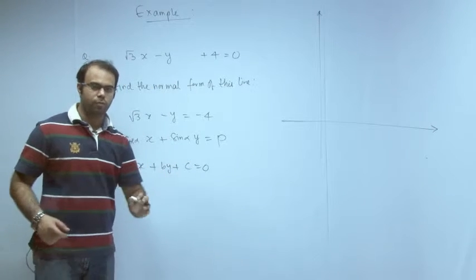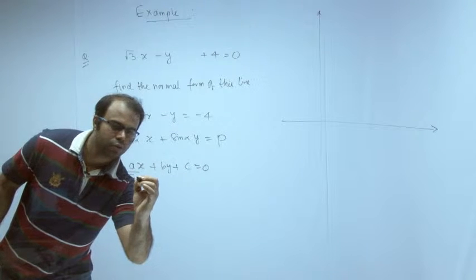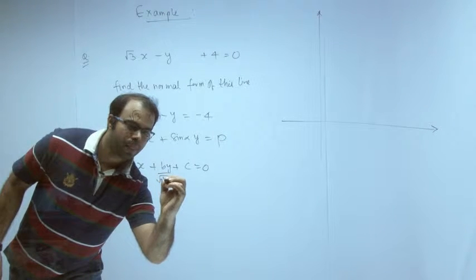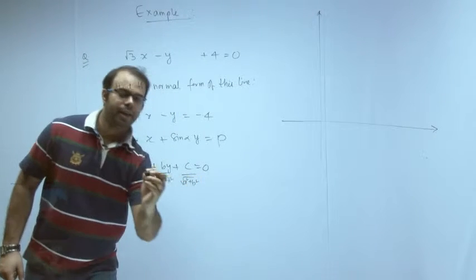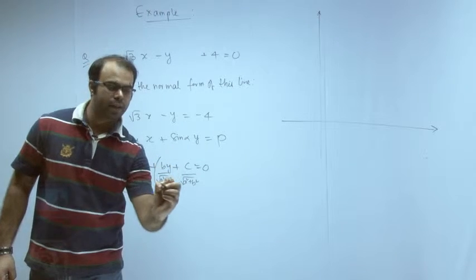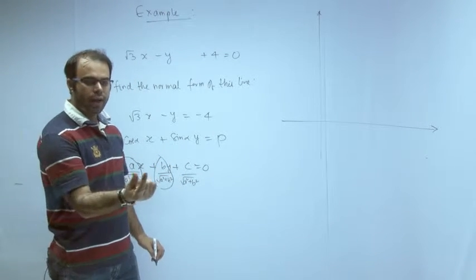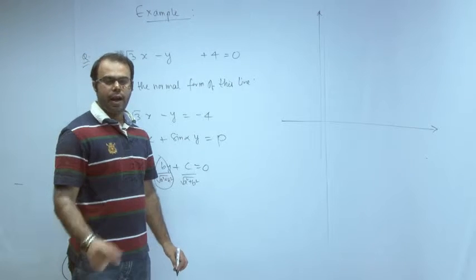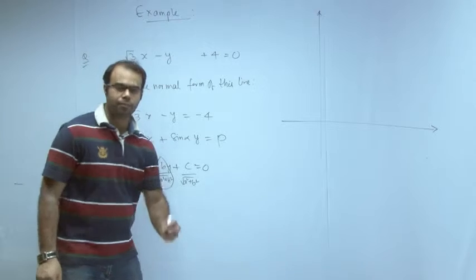So always, if it is ax plus by plus c equal to 0, and you have to change it into the normal form, you have to divide by root over a square plus b square throughout, and then only we can say that a by root over a square plus b square is cos alpha, b by root over a square plus b square is sin alpha, because squaring and adding them will give you 1, and this is between 1 and minus 1, this is between 1 and minus 1.